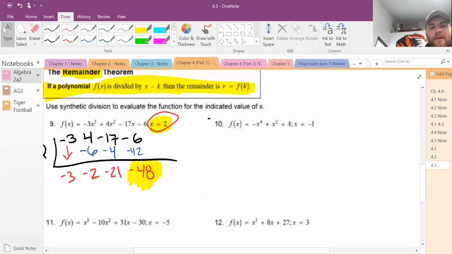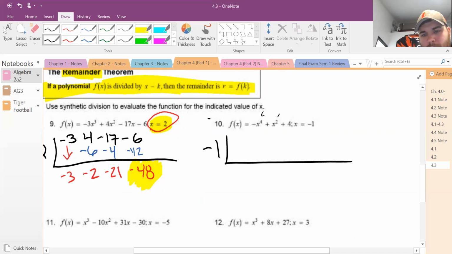Okay, next one, number 10. What number am I gonna put on the outside? I'm gonna put my x equals, right? Whatever my x equals, negative 1 is the number I'm gonna put outside. Okay, first thing I need to check for, do I need a placeholder? I have 4, I have 2, I have no 1, and I have no 0, or I do have a 0, right? So I'm gonna need a placeholder for my x cubed, and I'm gonna need a placeholder for my x. Okay, so I'm gonna need 2 placeholders. So let's pull off the coefficients. So I have -1, here's my placeholder, 0 for my cubed, 1 for the x squared, 0 for my x, and then 4.